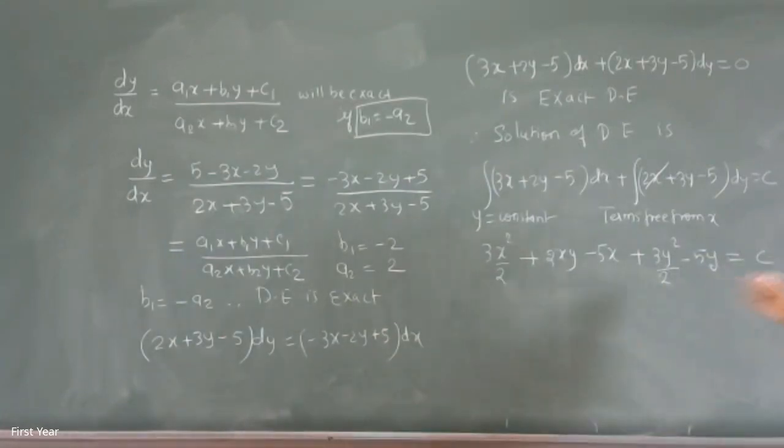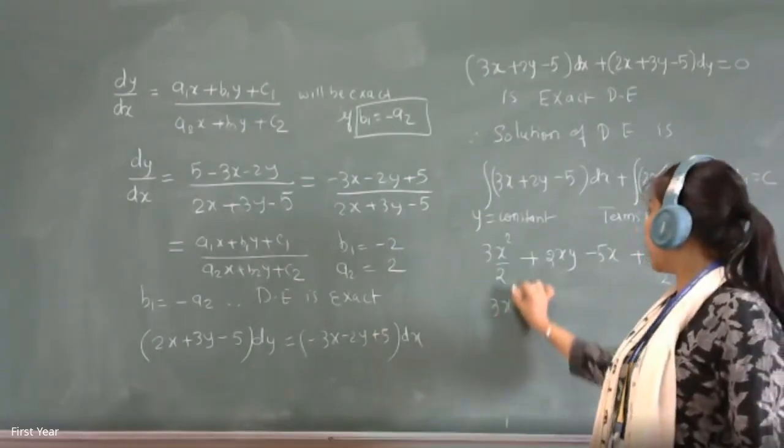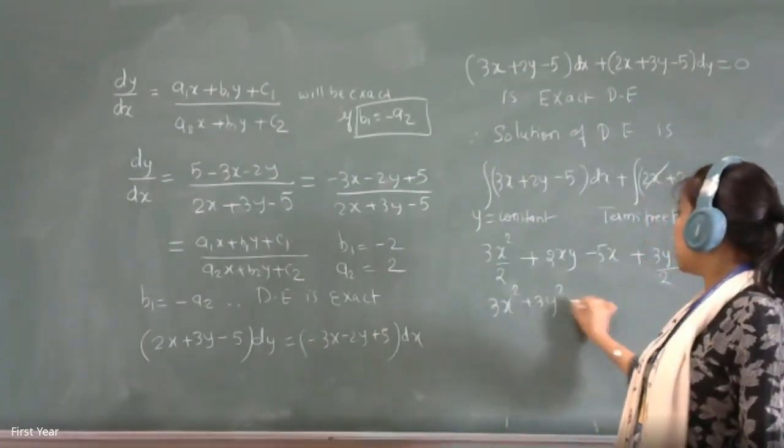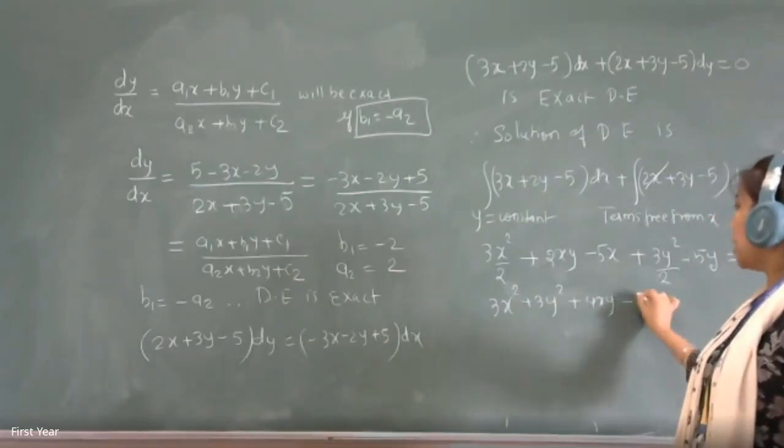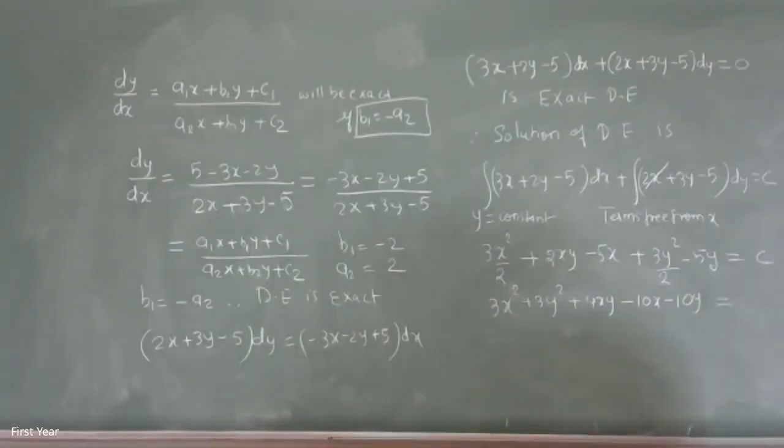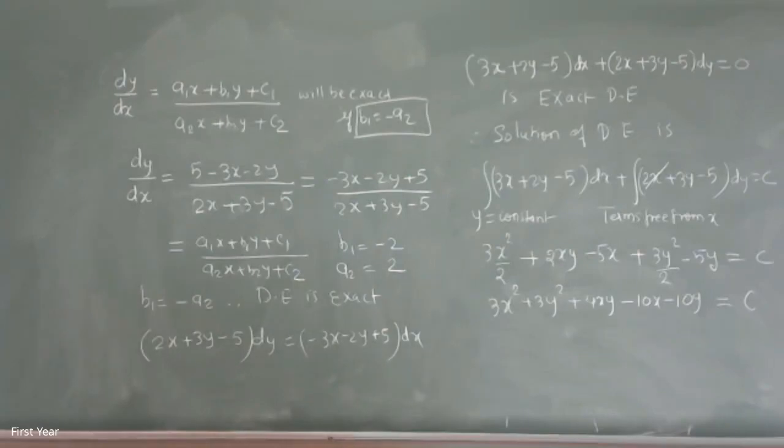Now take the LCM. You can see 2 in the denominator, so it is 3x square plus 3y square plus 4xy minus 10x minus 10y is equal to c. Is this okay, everyone? Yes, ma'am. This is your answer. Any doubt to anyone in this?